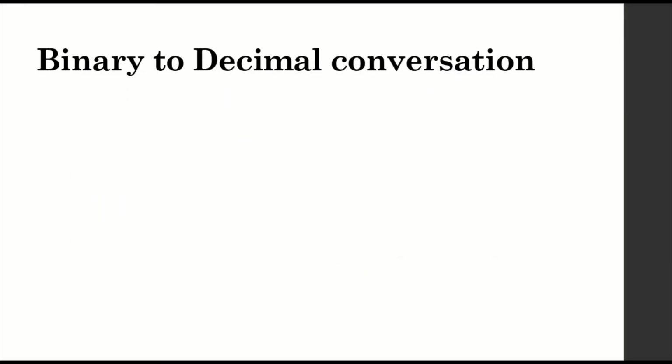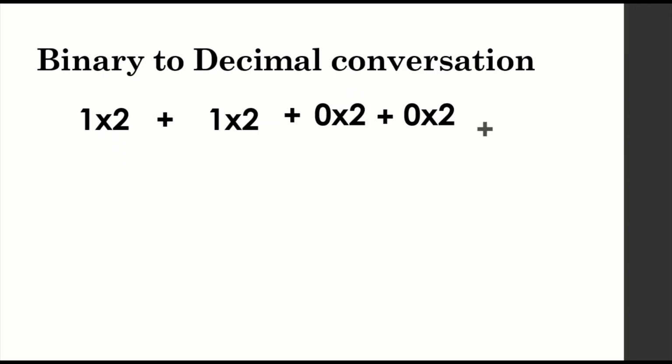The next is to convert from binary to decimal. The steps are the same. What changes is only the base. Here we are going to use base 2. So 1 times 2 plus 1 times 2 plus 0 times 2 plus 0 times 2 plus 1 times 2. Then we power the base 2 from the right to the left, starting by 0. So to power 0, to power 1, to power 2, to power 3, to power 4.